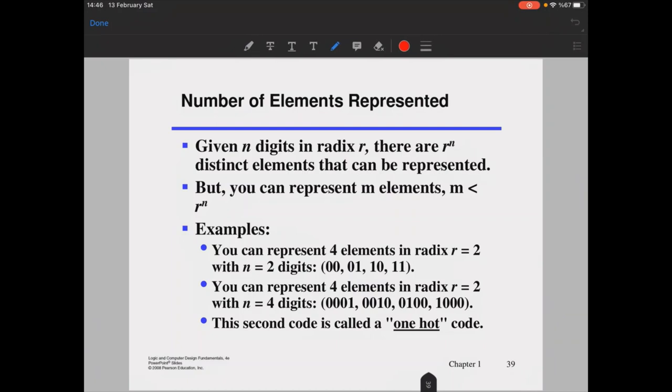For example, you can represent 4 elements with 2 digits like this. This is a more efficient scenario. But if you're rich enough, or if you're going for luxury or another type of representation, you can use one-hot coding as well. It's possible. There's no limit here. You can represent 4 symbols or 4 elements with 4 digits as well. This is called one-hot coding. You see how the one shifts its position here. It also has a special name, which is called one-hot coding.